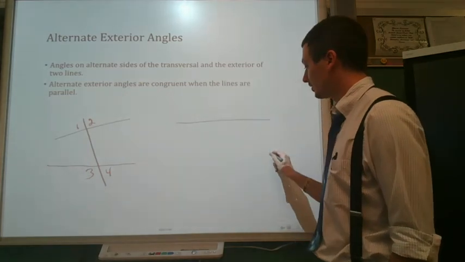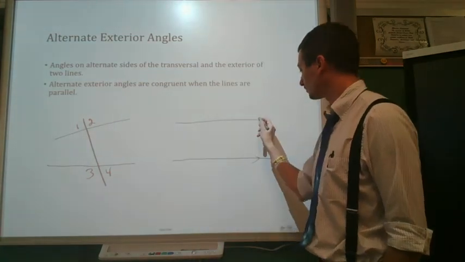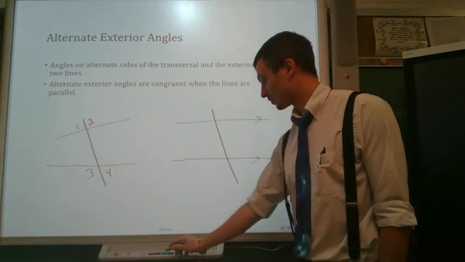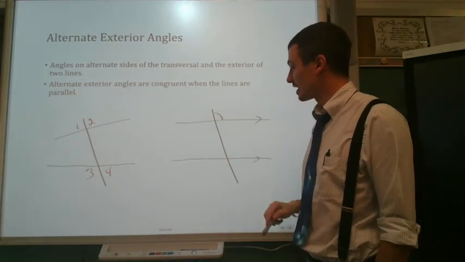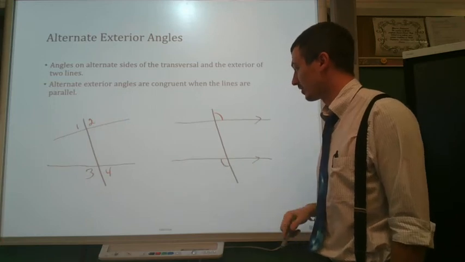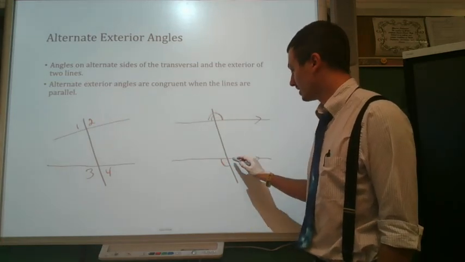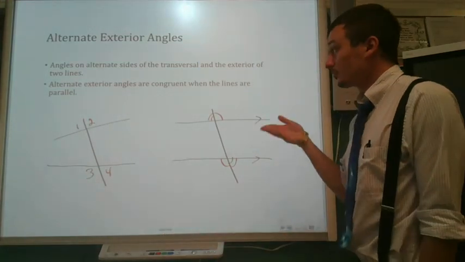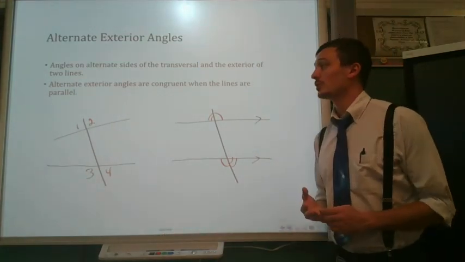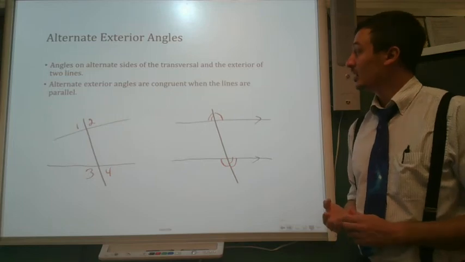Now, if the lines are parallel and cut by a transversal, alternate exterior angles are going to be congruent. So this obtuse angle is going to be the same measure as this obtuse angle, and this acute angle is going to be the same measure as this acute angle. So alternate exterior angles are always going to be congruent.